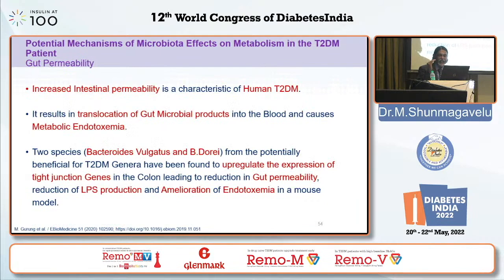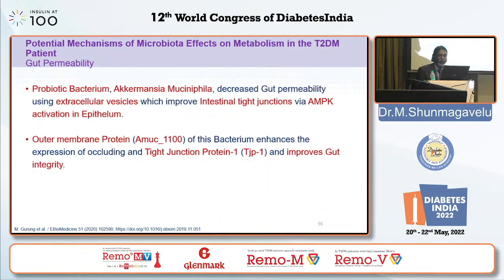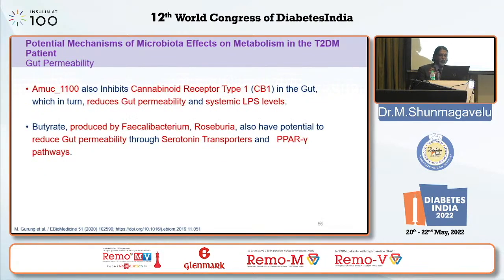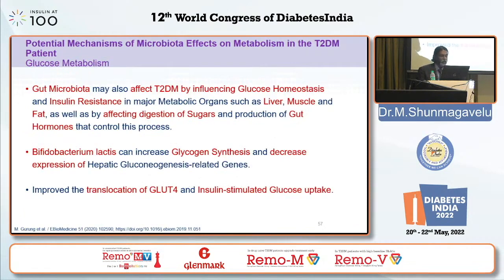Increased intestinal permeability is a characteristic feature of patients with type 2. It results in translocation of gut microbial products, ultimately resulting in metabolic endotoxemia as well as low-grade inflammation. Probiotic bacteria decrease gut permeability, and very importantly, cause upregulation of the intestinal tight junction proteins via several mechanisms. Butyrate produced by certain bacterial microbes also has the potential to reduce gut permeability through serotonin transporters as well as PPAR gamma pathways. These are all various mechanistic pathways that result in increased susceptibility to develop type 2 diabetes.